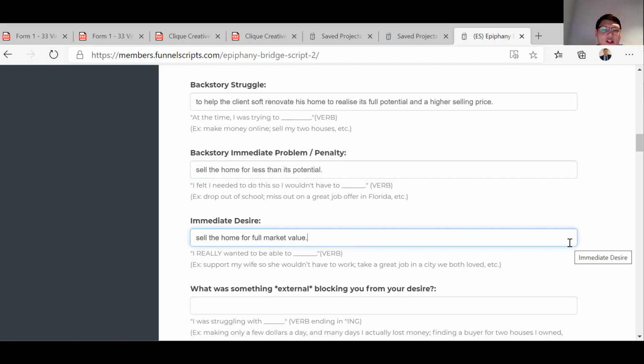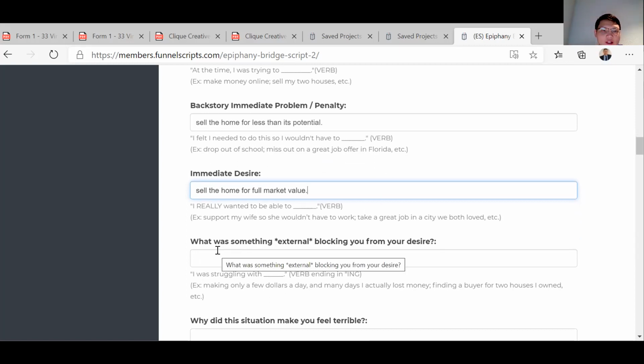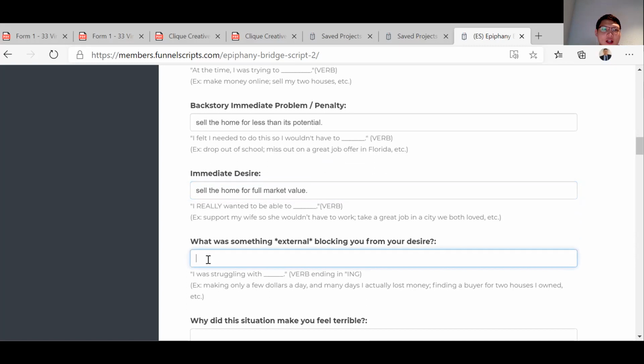Yeah, okay. So what is something external blocking you from your desire? I'm sure you are trying to help him make sure his property is desirable so he can sell the property for the full market value. But what is some of the challenge or obstacle you are facing to do that? Is it because he's overseas and you feel communication could be an issue? Or maybe you don't know any other people who can help in renovating. Do you have a challenge?